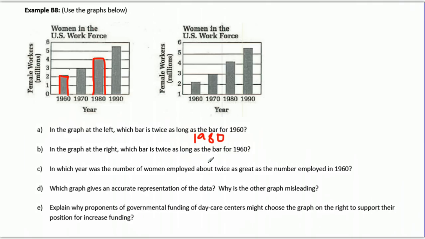And the graph on the right, which bar is twice as long as the 1960 bar? Well, the 1960 bar on this graph only goes about 1 full level. And so if you go 2 levels up, it looks like the 1970 bar is almost twice as big.